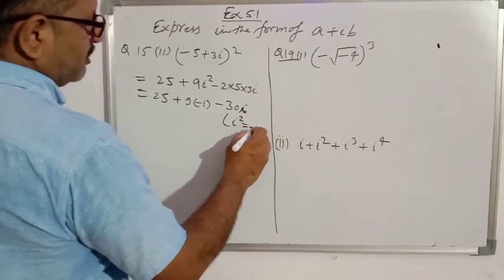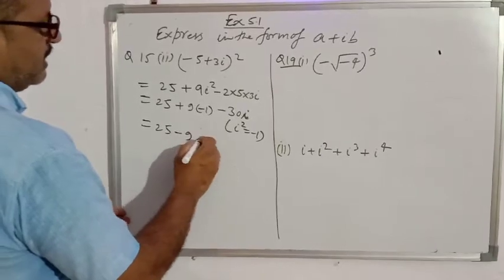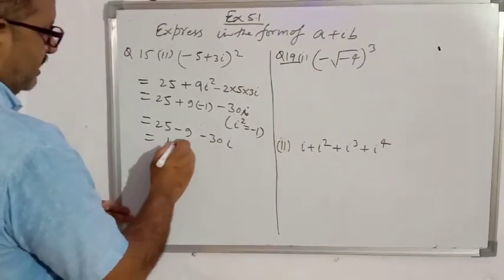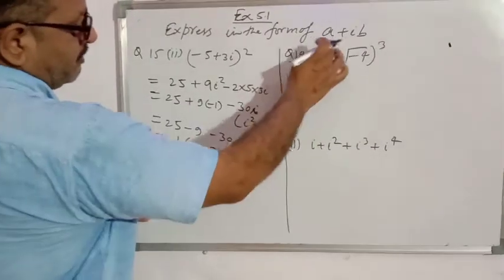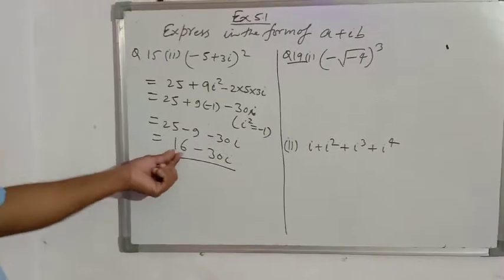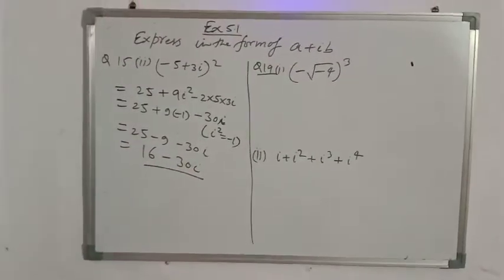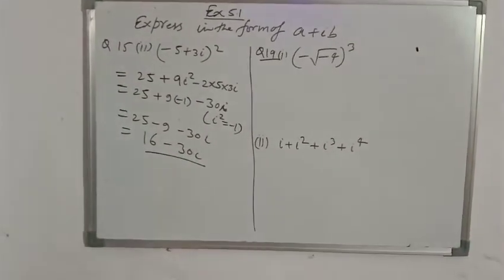i square is equal to minus 1. So 25 minus 9 minus 30i, which is 16 minus 30i. This is the answer in the form of a plus ib, where a is 16 and b is minus 30. So firstly expand it and then write it in the form of a plus ib.